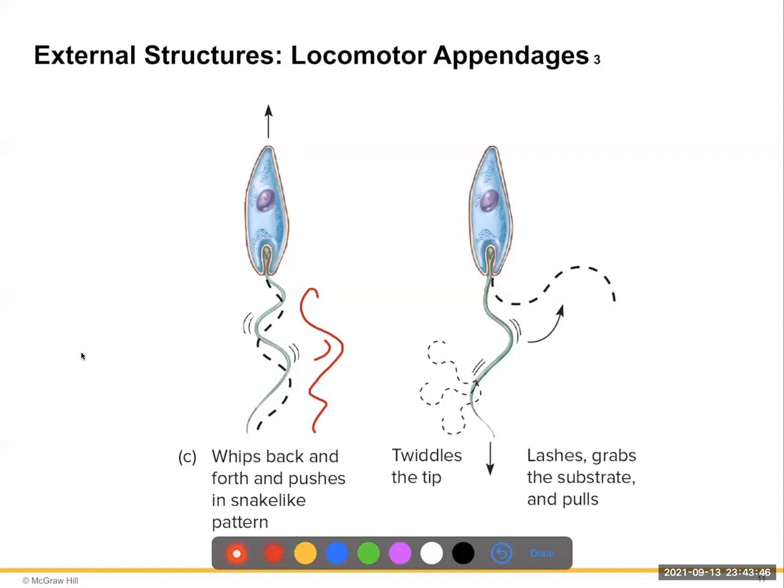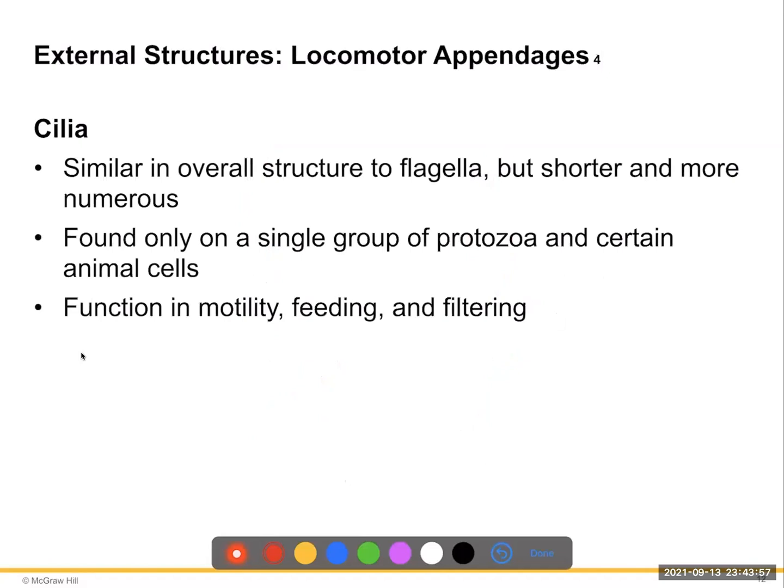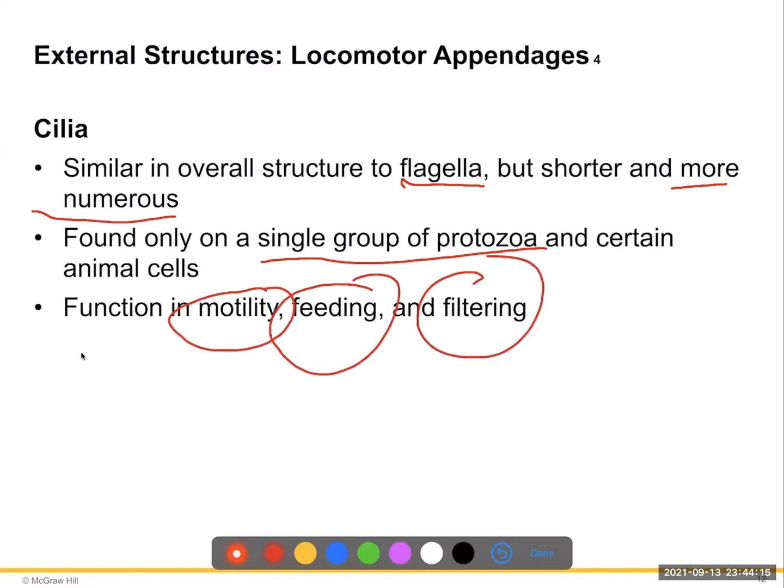Or it can spin itself around, lashes or grabs at the substrate, and then pulls itself. So different patterns it can make. The cilia are like the flagellum, but they're very, very small. Okay? They're a similar structure to the flagellum, but they're shorter and more numerous. There's a whole bunch more and they're tinier. They're found only on single groups of protozoa and certain animal cells. They function in both motility by moving it, feeding, and filtering.